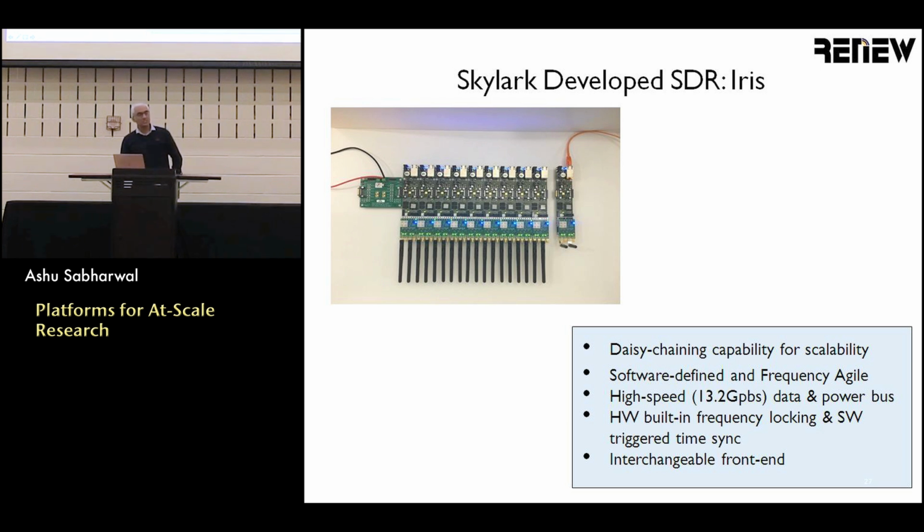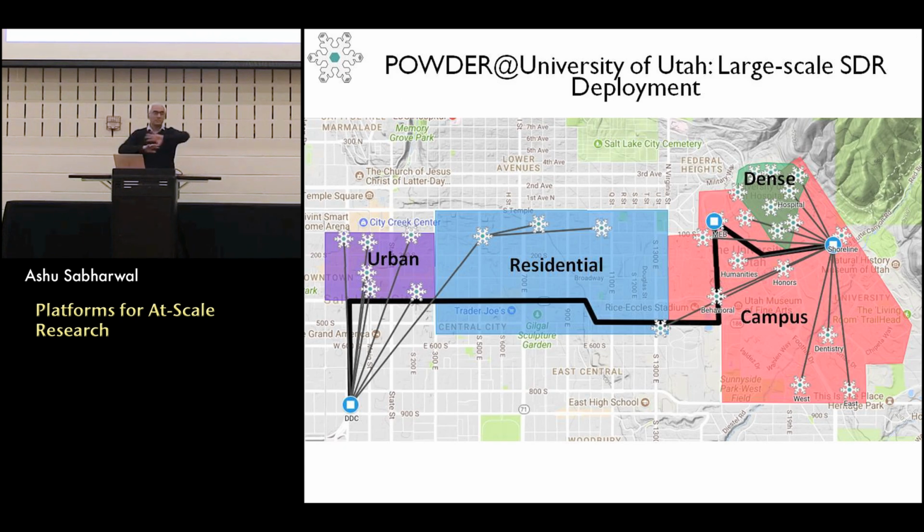It is based on a custom developed software defined radio, which is probably one of the smallest SDRs right now. That allows Skylark to put together a large number of antennas in a very small form factor, which you can then deploy. Now, where will they get deployed? They will actually get deployed on the University of Utah campus and surrounding area. So this is the deployment map.